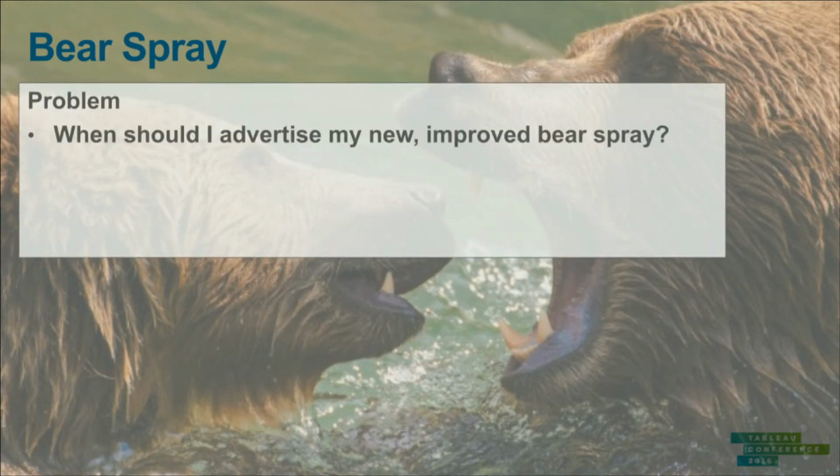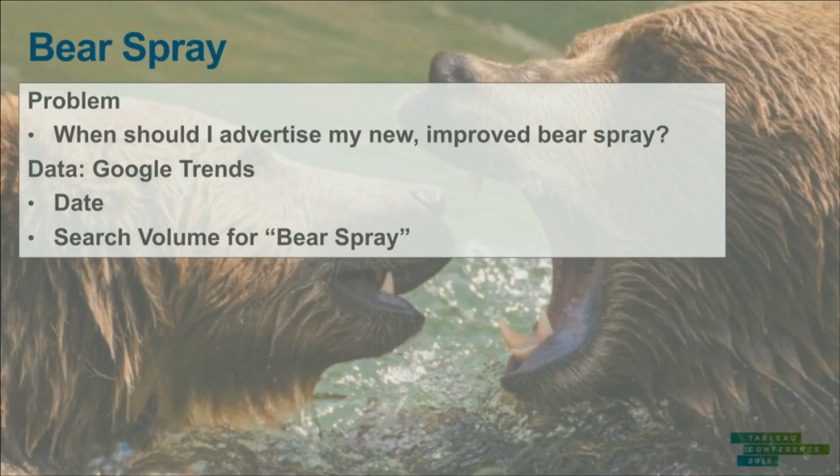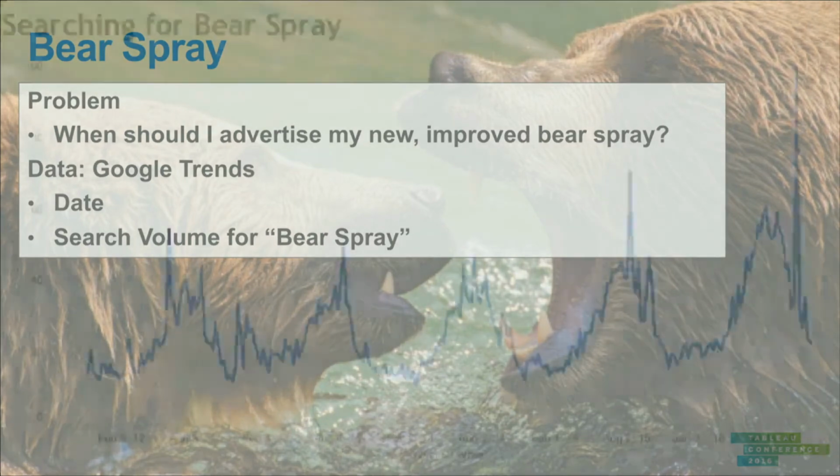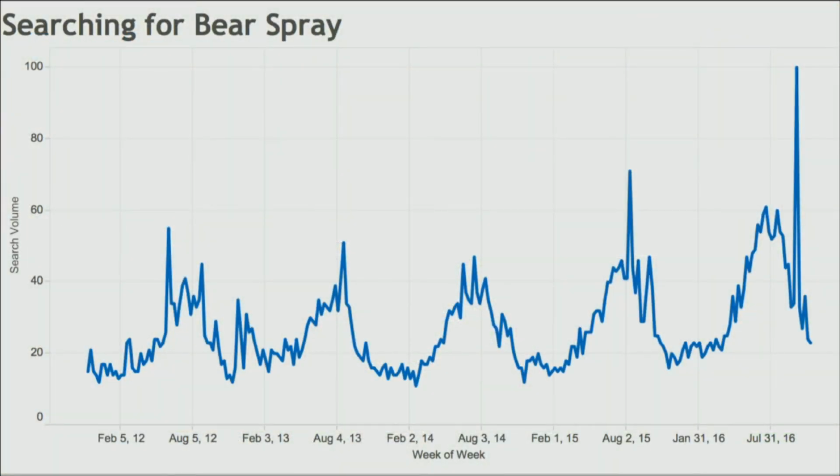Problem: when should I advertise? Well, we've got some data, Google Trends. Google Trends is cool because you can find out when people are searching for bear spray, when people are thinking about it. Is there some seasonality to it that I could predict? This is when I should do it. They give you a date and how much search volume there was for bear spray during that week. We're going to do it by week. It looks like this. And it looks like there is seasonality to when people are interested in bear spray, which is interesting. So if we could get a nice forecast, we could probably forecast when the best time is for looking at bear spray.